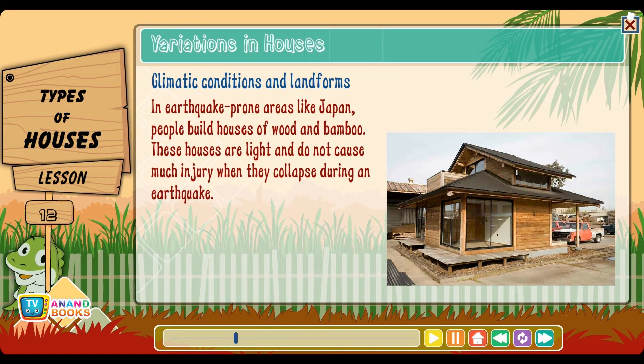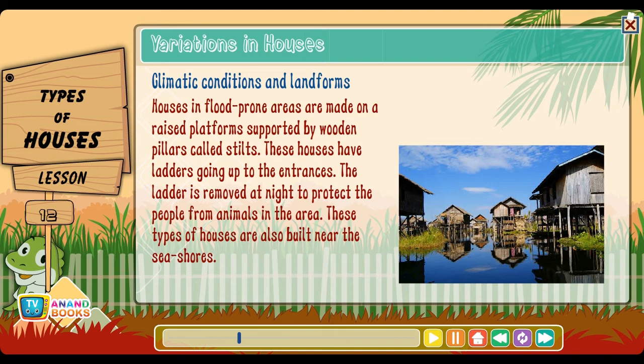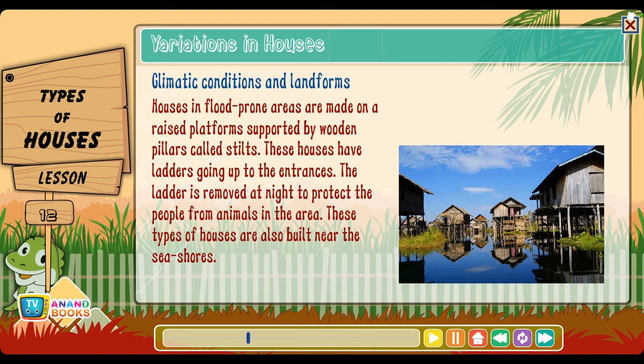Houses in flood-prone areas are made on raised platforms supported by wooden pillars called stilts. These houses have ladders going up to the entrances. The ladder is removed at night to protect the people from animals in the area. These types of houses are also built near the seashores.